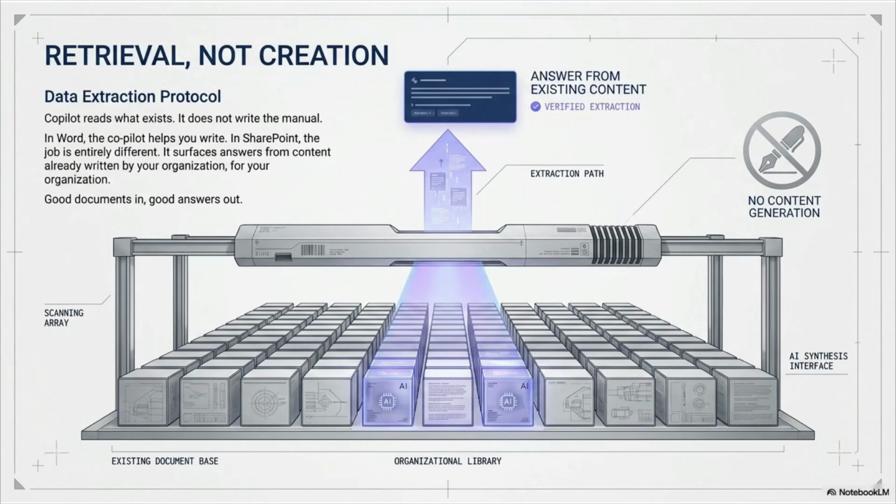Retrieval, not creation. This is the most important distinction about Copilot and SharePoint. In Word, the Copilot helps you write. In SharePoint, the job is entirely different. It surfaces answers from content already written by your organization, for your organization. The data extraction protocol on screen shows exactly how it works. Scanning array reads the existing document base, AI synthesis extracts the answer, and the output is a verified extraction from existing content. No content generation. Good documents in, good answers out. Copilot reads what exists. It does not write the manual.